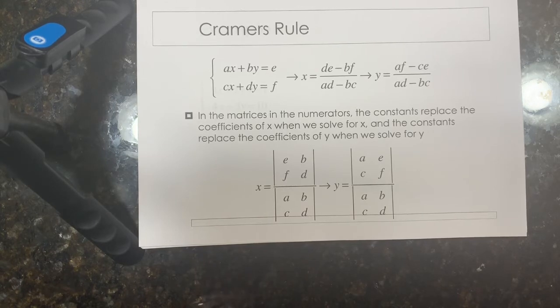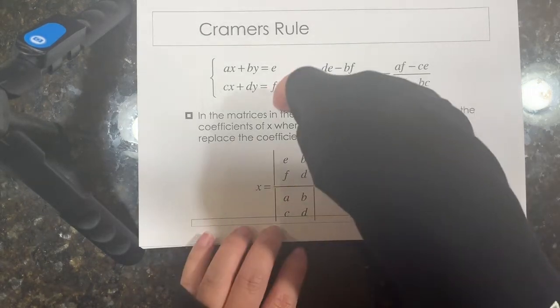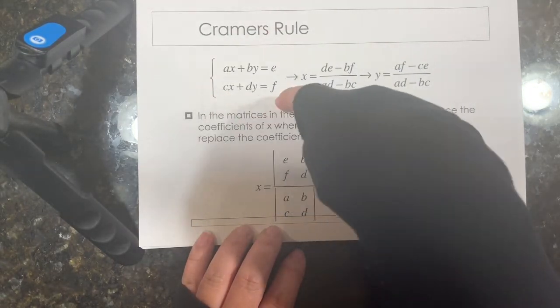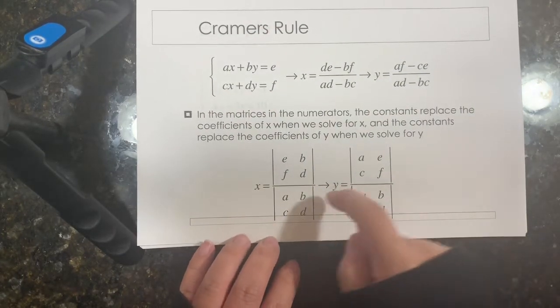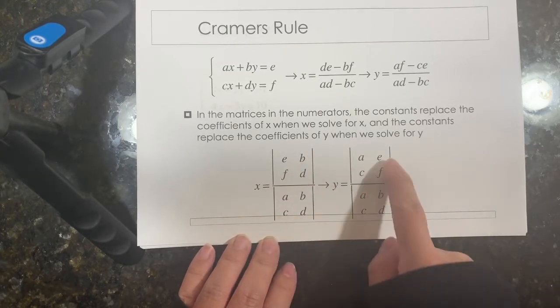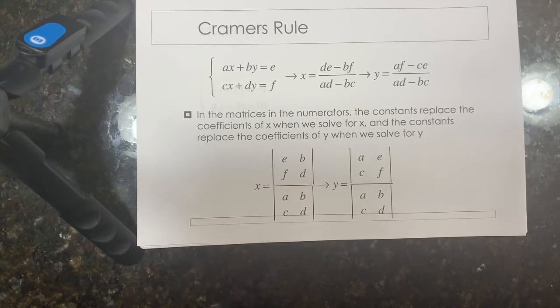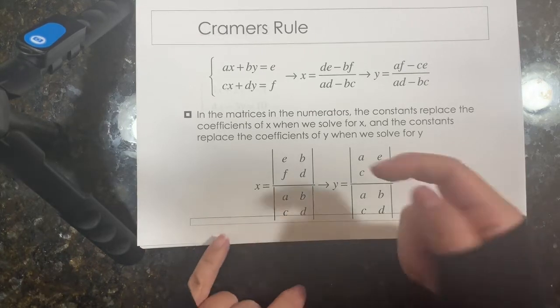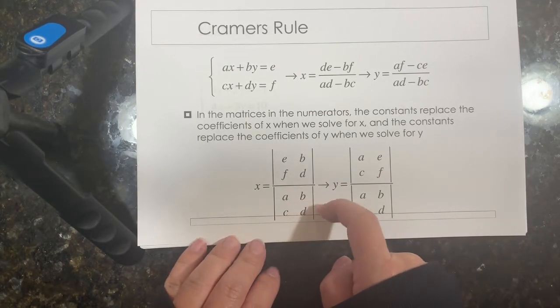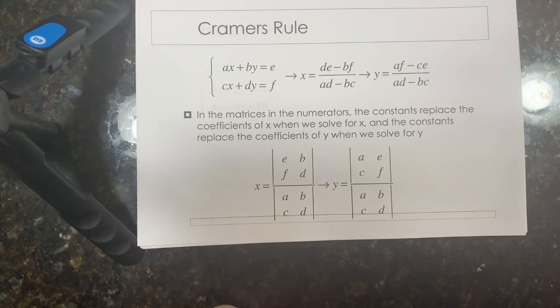So basically, what we're going to be given is an equation that looks like this, and we're going to plug them into matrices on the top and bottom so that we can solve for x and y. And then you know how to solve for a matrix. Remember, top left times bottom right minus top right times bottom left.